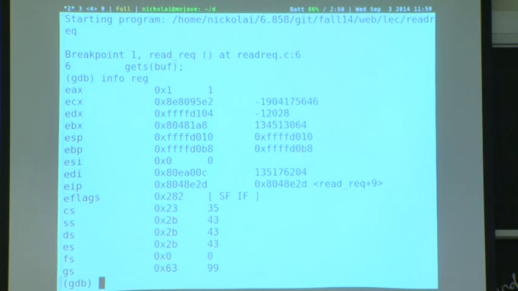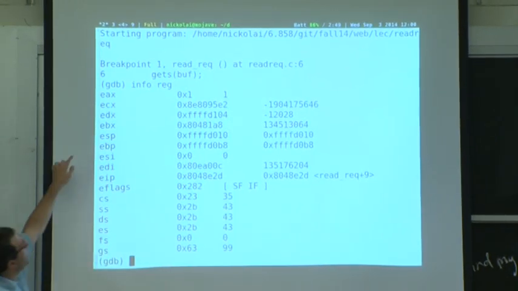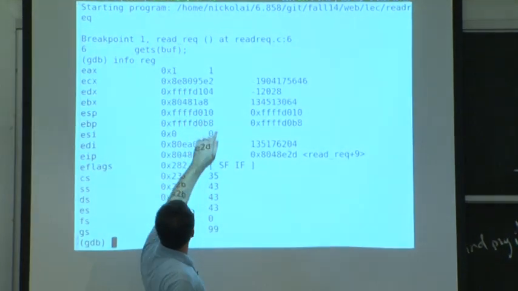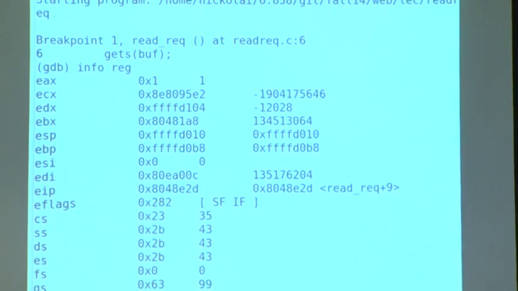Let me start drawing this diagram on the board so we can try to reconstruct what's happening. My program, not surprisingly, has a stack. On x86, the stack grows down. So it's a stack like this, and we can keep pushing stuff onto it. Right now, the stack pointer points at this particular memory location, ffd010. So we can try to figure out how it got there.